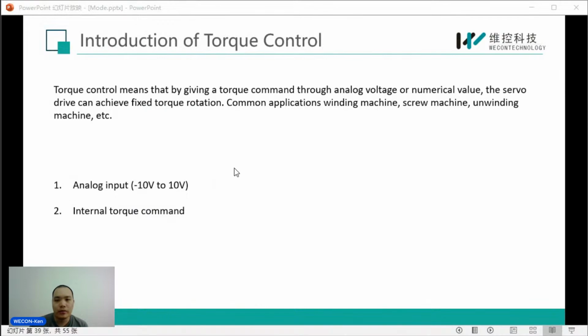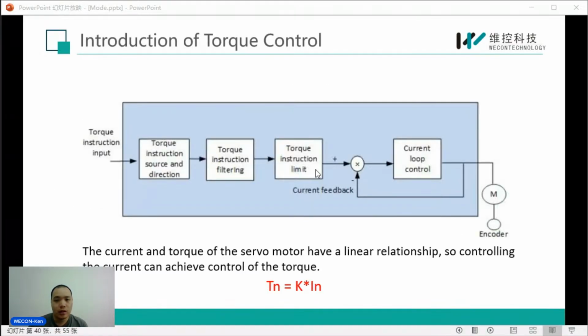Just like the speed control, there are also two methods to control: analog input and internal torque command. Three loops control mode again, and the torque control mode affects the current loop because of this formula. The torque equals the number of pole pairs times current.